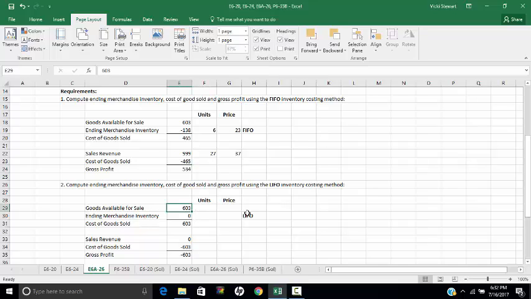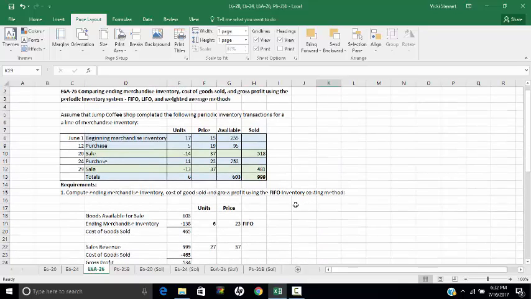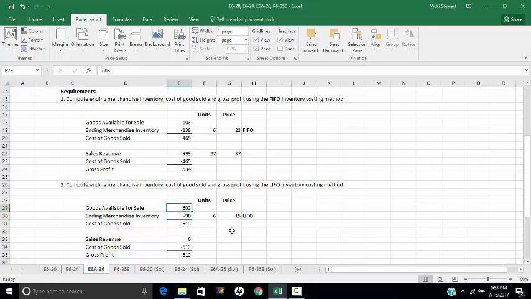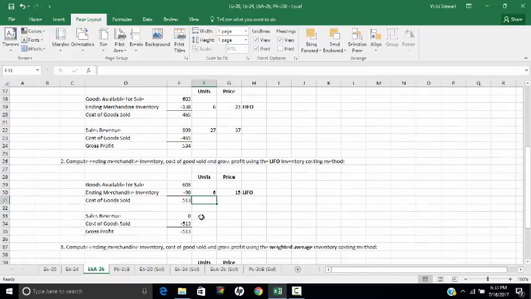We have the same goods available for sale. We have the same number of units. But the difference is we're going to say that the last items we got in were the first items we sold. So that means that our ending inventory is going to come from our earliest purchases, or in this case, beginning inventory. Our beginning inventory had a $15 unit price, so that's the price we're going to use for the 6 items in ending inventory. So this time we get an ending merchandise inventory of $90 that we subtract from goods available for sale, and that gives us $513 in cost of goods sold.